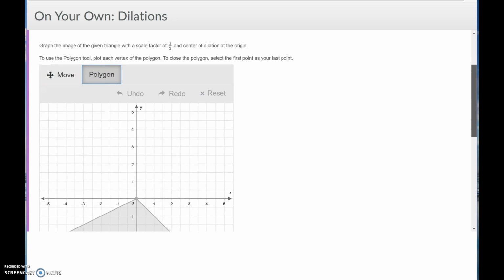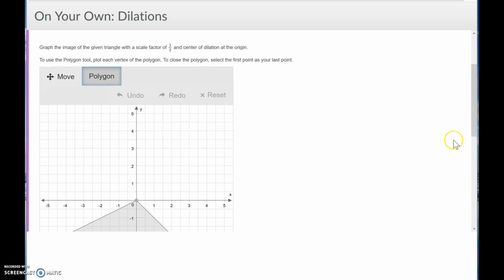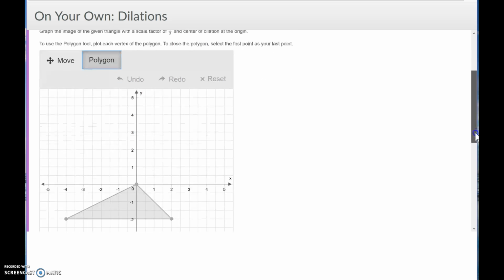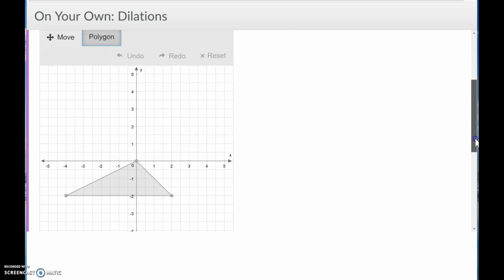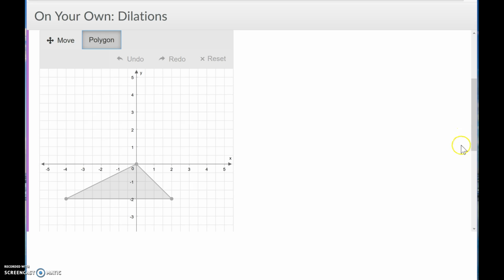All right. Dilate the triangle by a scale factor of 1/2. That means we have to multiply each coordinate by 1/2. So 0, 0 is going to stay the same. So that one's going to stay there. All right. So our x starts at 2. 2 times 1/2, or 1/2 of 2, is 1. And the next is at 2 and negative 2, so that would be negative 1 there.